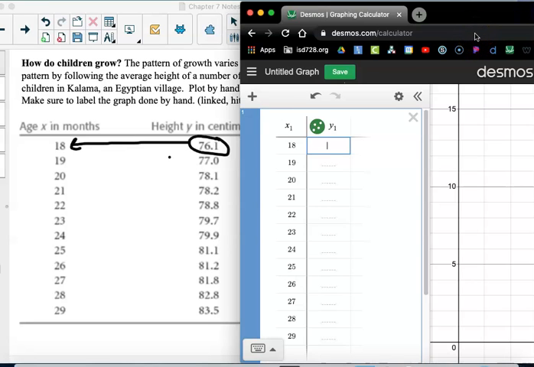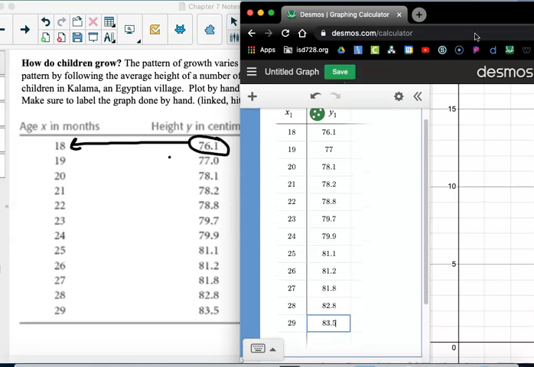All right, so I'm going to start typing in these numbers. So 76.1, 77, 78.1, 78.2, 78.8, 79.7, 79.9, 81.1, 81.2, 81.8, 82.8, and 83.5. Now make sure that you have finished at the same level as what you did the first one. Okay.